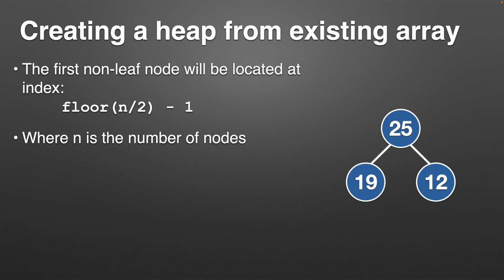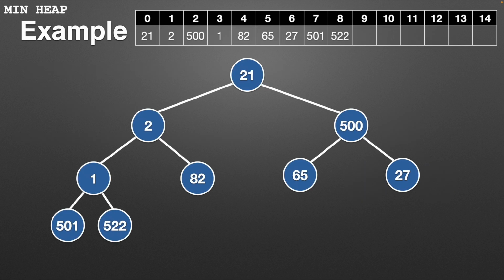The main thing we need to know to get started, when you think about the heap stored in an array, is that the first non-leaf node is located at: take the number of nodes in the full heap, divide that by 2, take the floor of it, and subtract 1. That gives us the index of where we need to start, always. That'll be intuitive when you see this.